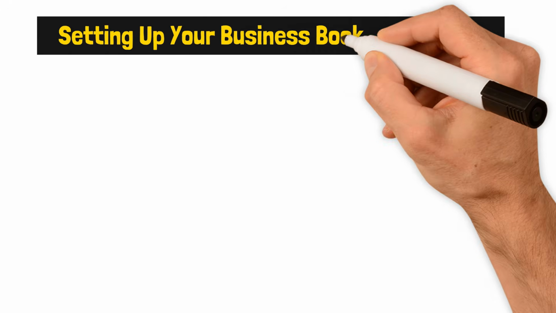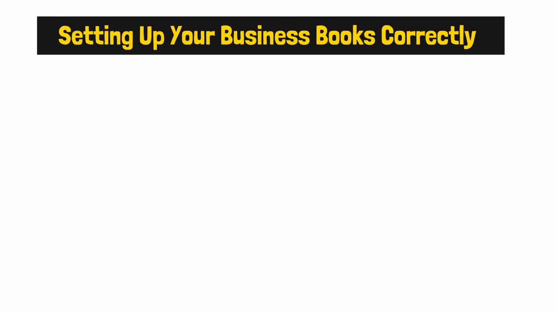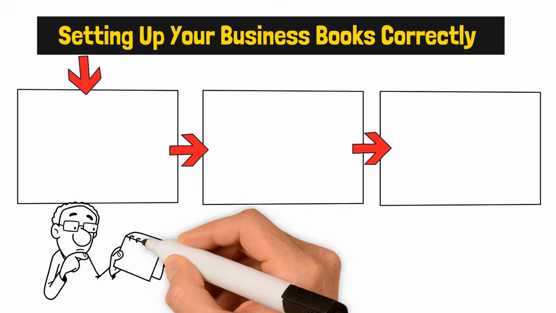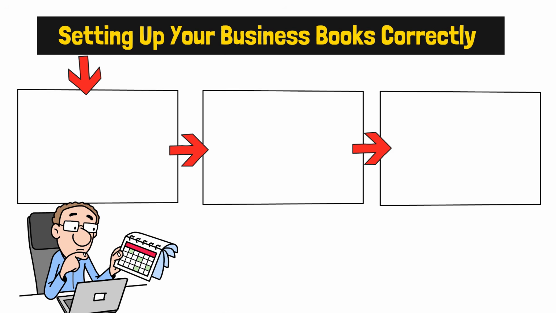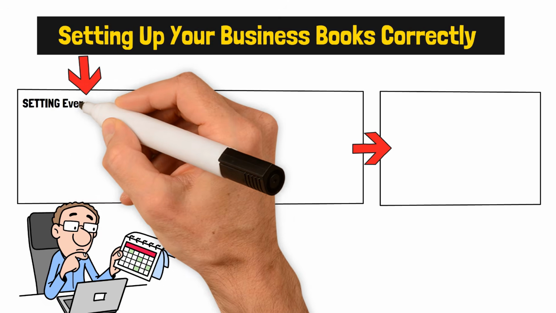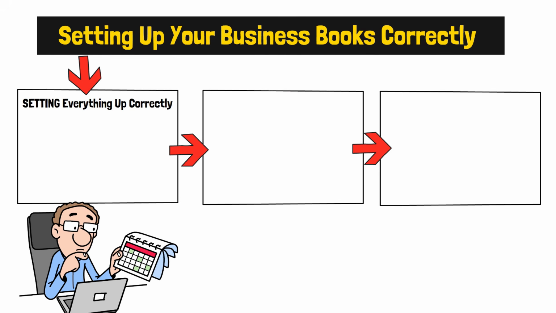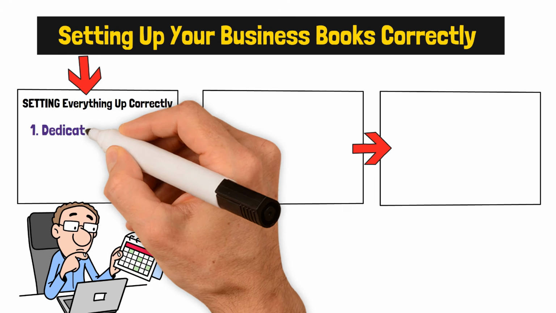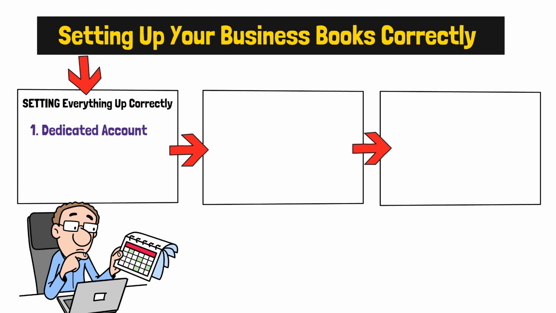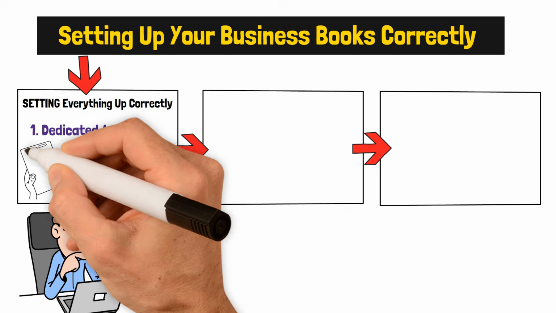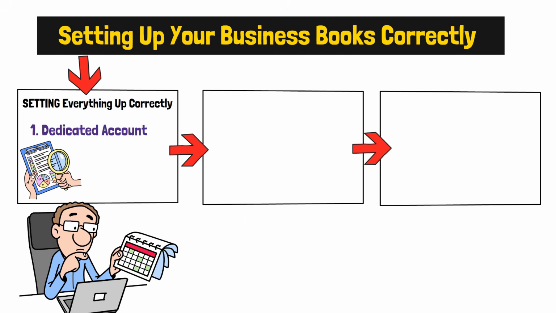Setting up your business books correctly. A strong bookkeeping system starts long before the first transaction is recorded. It begins with setting everything up correctly from the start. First, open a dedicated business bank account and keep personal spending completely separate from business spending. Mixing the two creates confusion and makes it difficult to understand your true financial position.